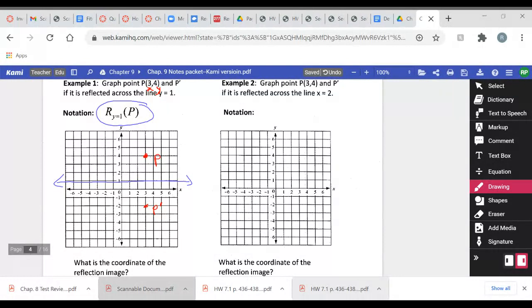The question down here at the bottom is saying, what is the coordinate of the reflection image? So we just need to name this ordered pair. And this ordered pair is the point 3, -2. And that answers that question.